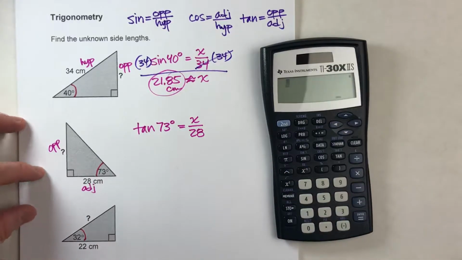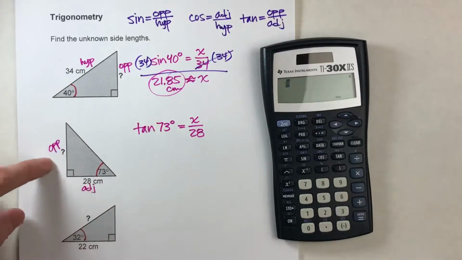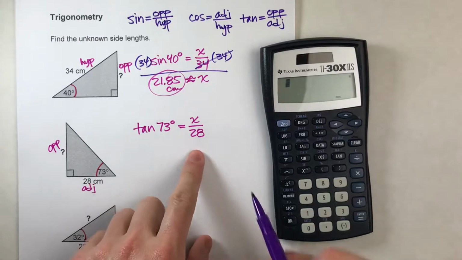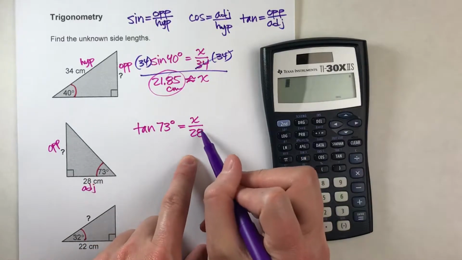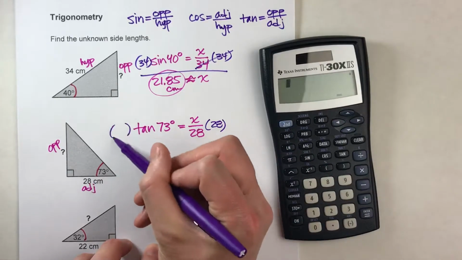All right, so if we can figure out what x is in this equation, then we'll know the length of that missing side. So let's do that. We've got x on the right side. To undo the 28, it says to divide, so I'm going to multiply both sides by 28.